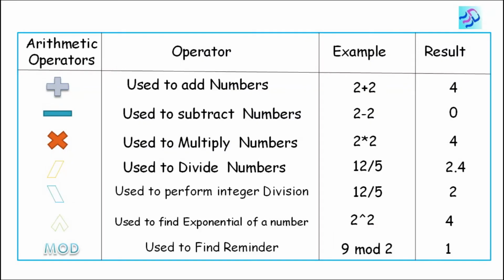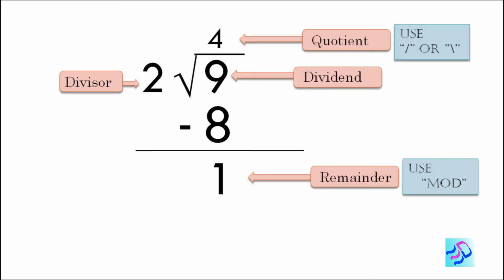Okay. The next arithmetic operator is mod. 9 mod 2 is equals to 1. When 9 is divided by 2, 2 4s are 8. 9 minus 8, 1. 1 remains from 9. Therefore, 1 is a remainder. 4 is a quotient. If you want your output a remainder, then use mod. If you want your output a quotient, then use forward or backward slash.